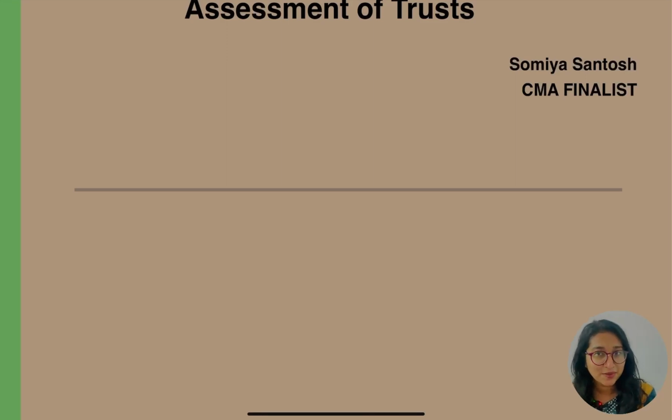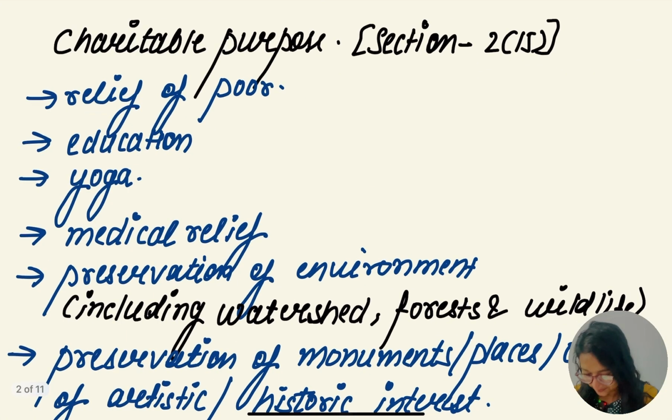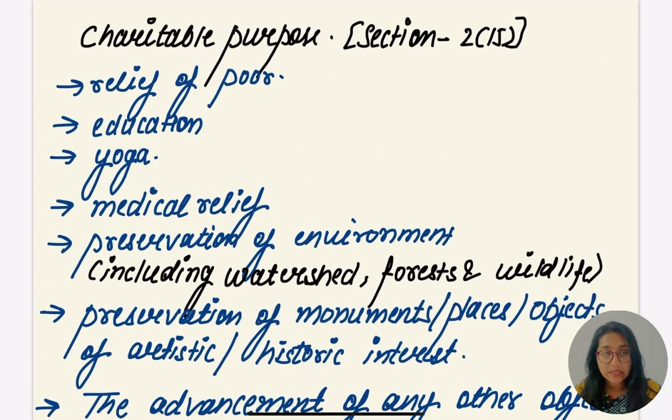This is Soumya Santosh, a CMA finalist, and today we are going to start our new chapter of direct taxation for CA Final and CMA Final students, and that is the assessment of trust and charitable institutions. So let's start. First of all, we have to understand what are the things which fall under a charitable institution, which is done for charitable purpose, right?